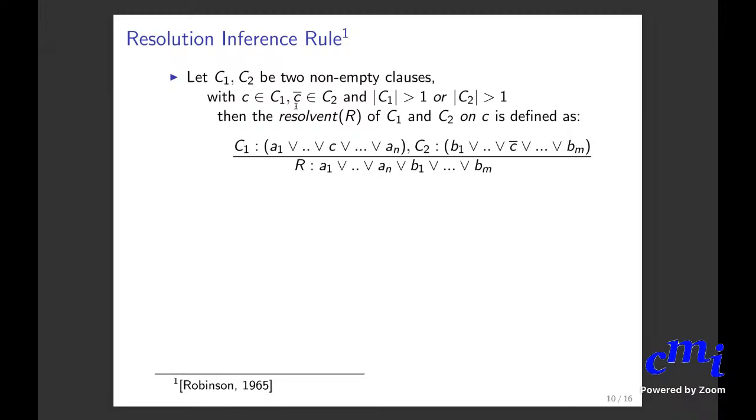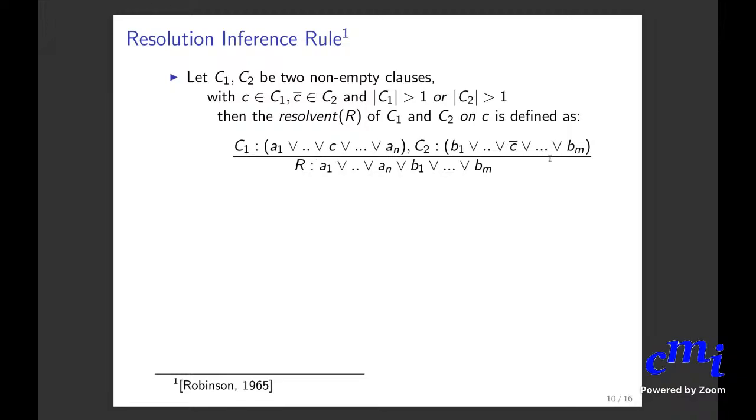C belongs to C1 and C also belongs to C2, and both clauses have size greater than 1, then a resolvent of C1 and C2 on C is defined as follows. Okay, so you see there is a C in C1. If you have two clauses C1 and C2 where a particular variable occurs in different polarity, then you can resolve them.